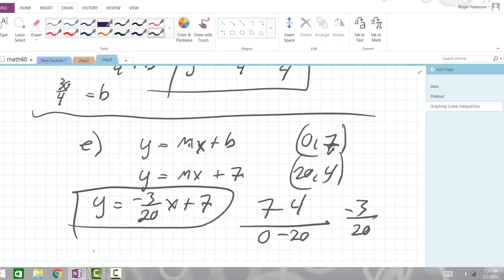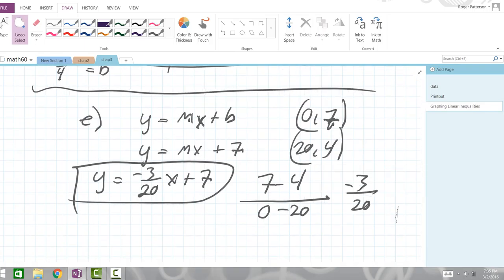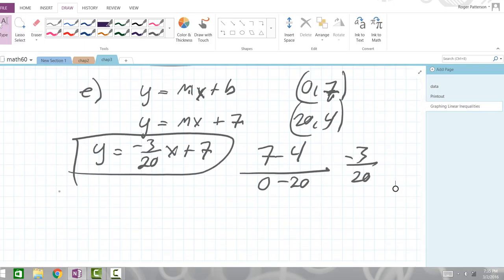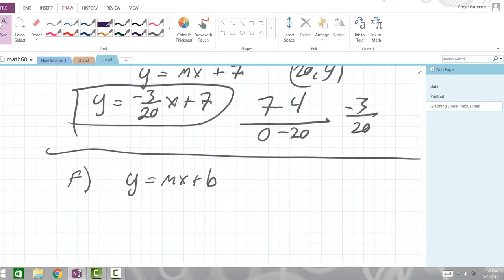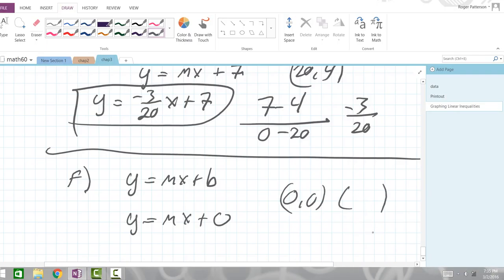So I can find that equation. F is another one. We can work with F. Okay, so what's the y-intercept for F? 0. Good deal. Okay, so 0 is 1 point. I need to find another point so I can find my slope. Anybody see another one we can work with? Yeah, 20 and 7 is a good one.